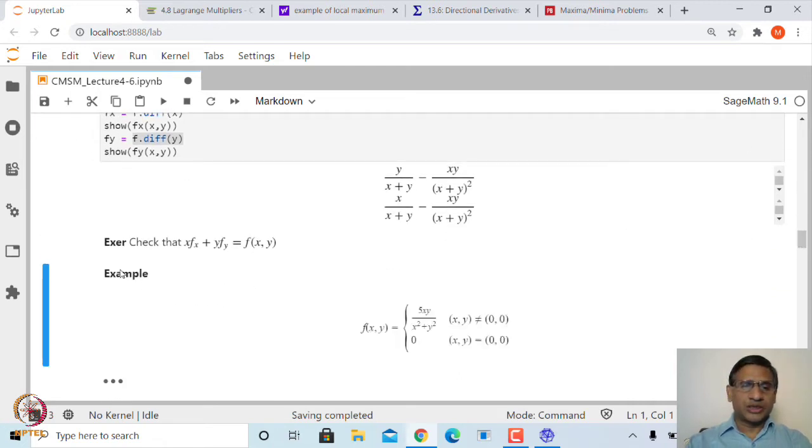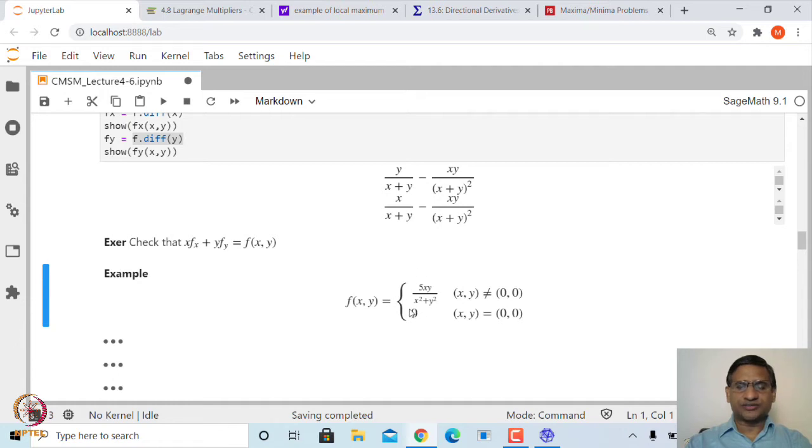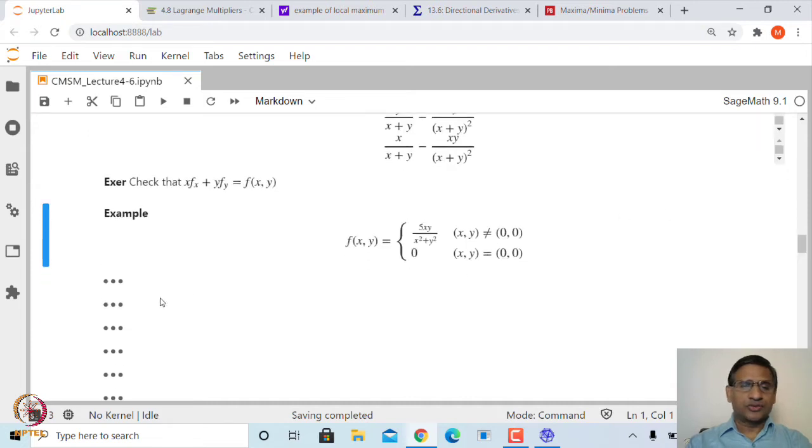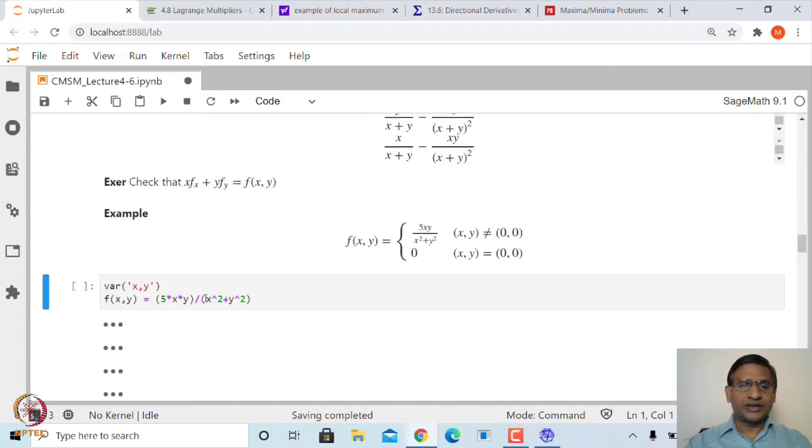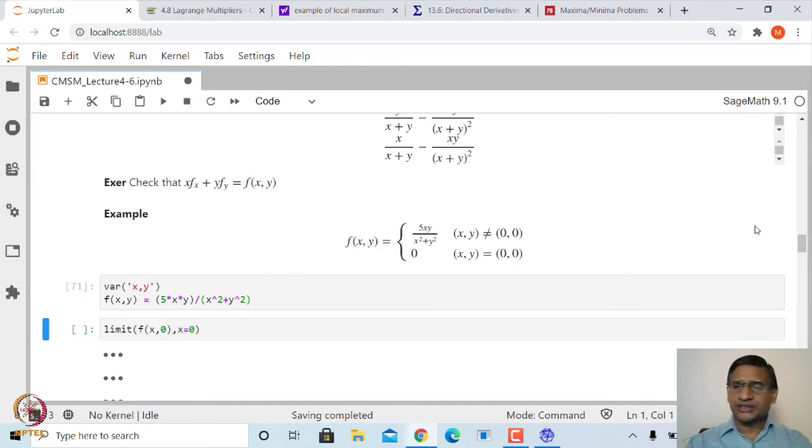Let us look at, for example, the function f(x,y) = 5xy upon x squared plus y squared, and equal to 0 when (x,y) = (0,0), right? So if you look at this and try to find the partial derivative of f(x,y) at (0,0), then let us see what happens.